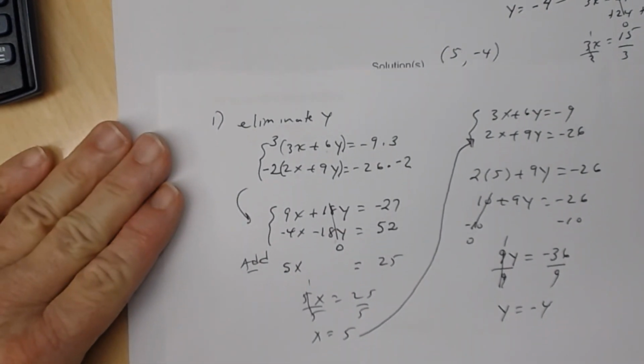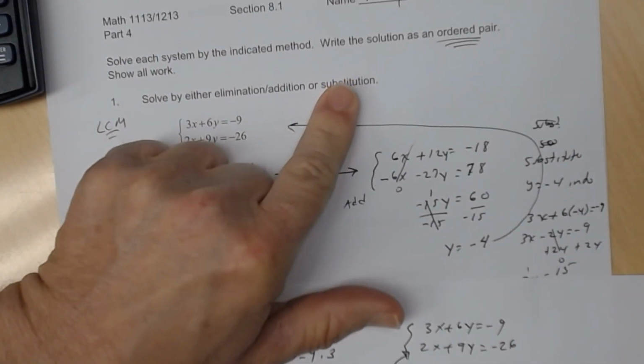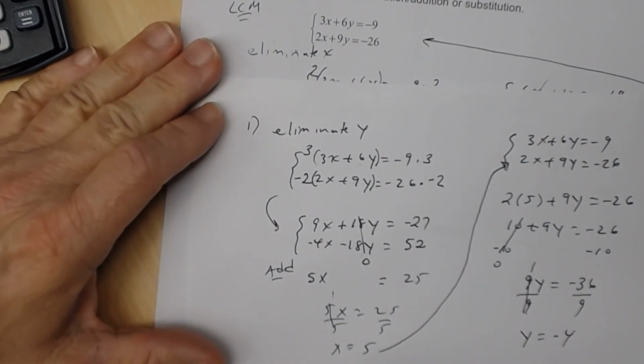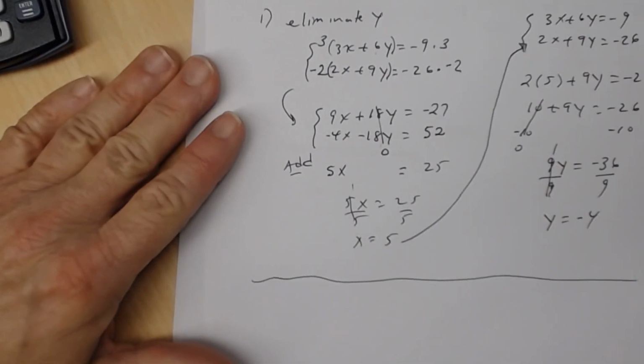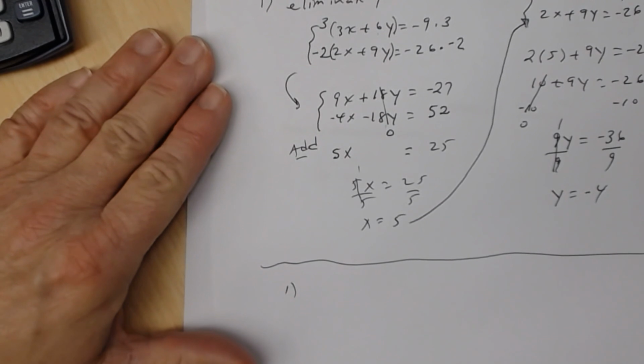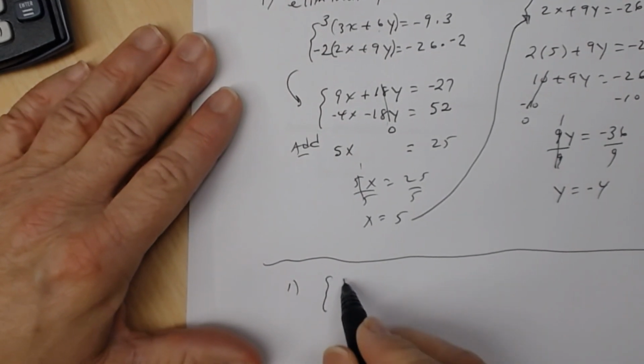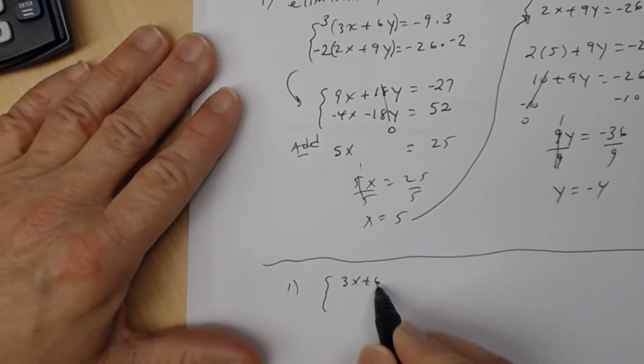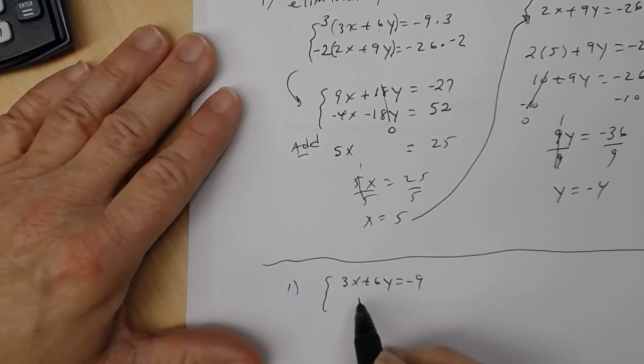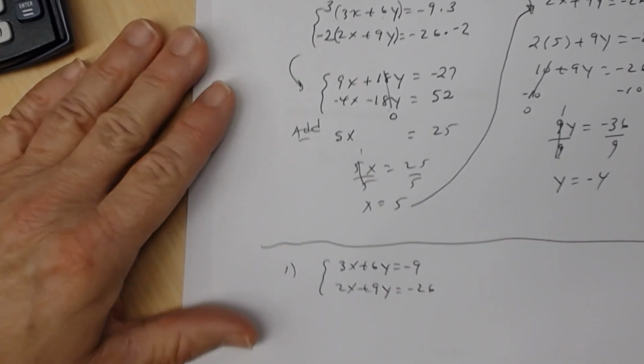Okay, so now let's do substitution. If you had done substitution, I'm going to go ahead and rewrite number 1 again. So here's number 1. Here was our system: 3x plus 6y equals negative 9, and 2x plus 9y equals negative 26.